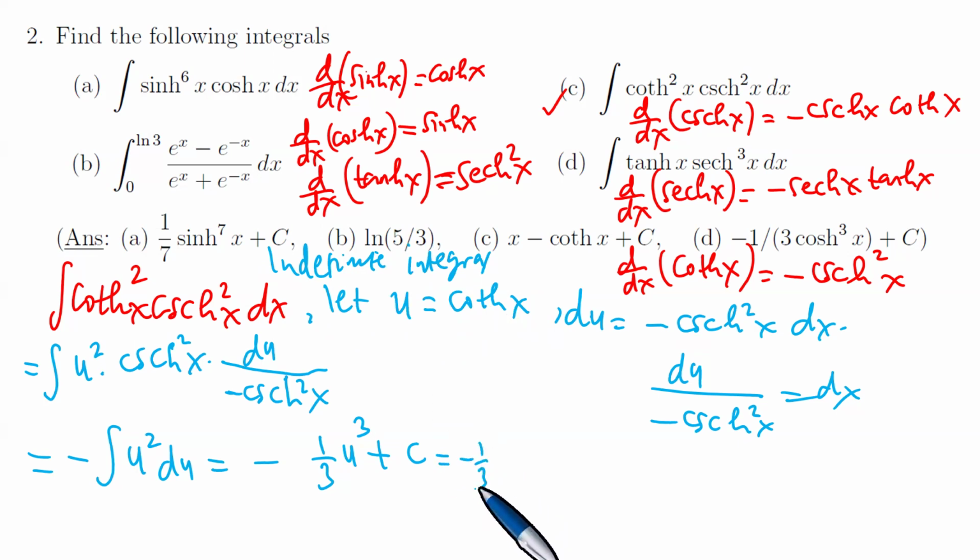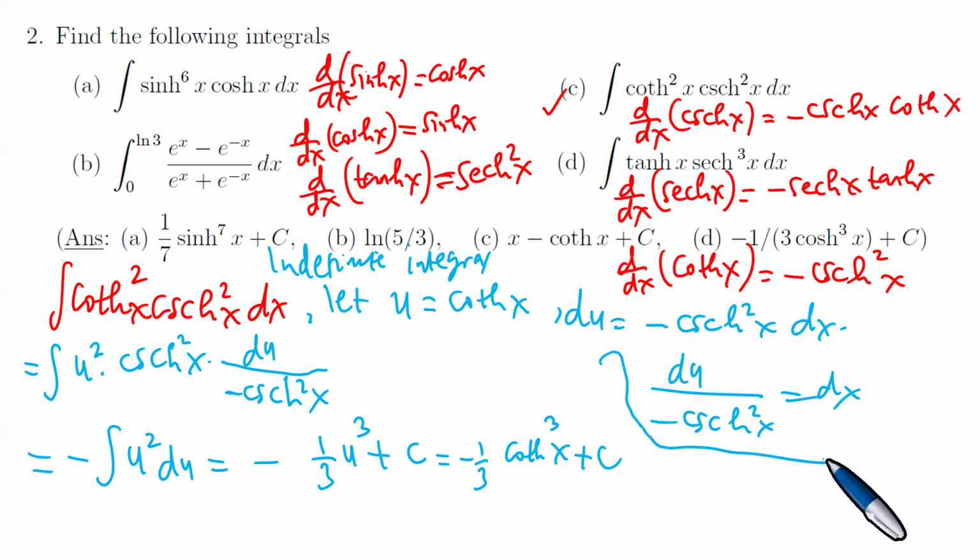So that we have -1 over 3, where u is the coth, cubed x, plus c. And this is exactly the answer. But you see, you check what they've written here in part C. There's no way this can be the answer. So they've written a wrong answer.